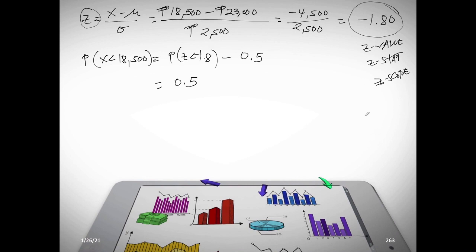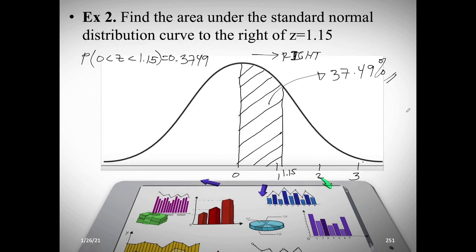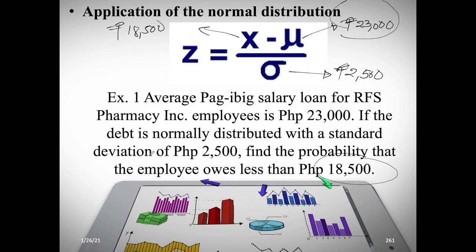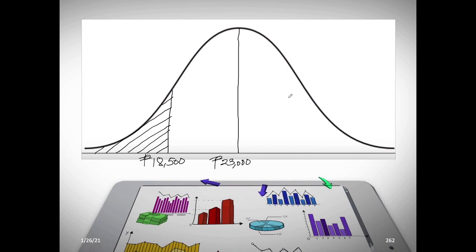Lagay ito sa gilid. Dito muna. 1.8 equals 0.4641. Balikan natin ito, 4641. Yung value po na yan, kung titingnan natin, ito yan. Kasi again, yung binigay nung table is galing sa 0 or galing sa center, which is sa atin, that is the 23,000. Hindi naman ito yung hinahanap natin. Ang hinahanap natin yung area na yan.